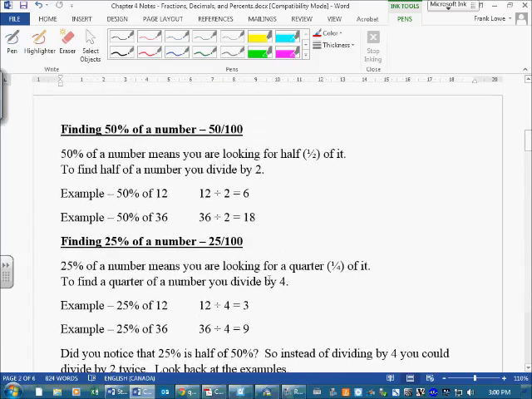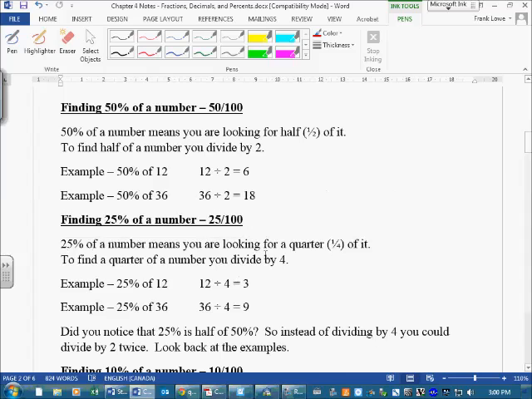Okay, 50% of a number. Let's take a look at what we've got here. 50% of a number means that you're looking for half of that number. You're cutting it in half. And I think pretty much everybody knows in order to cut a number in half, you have to divide by 2. Nothing too tricky. So for example, if we're finding 50% of 12, we're going to take 12 and divide it by 2. That gives us 6. So 50% of 12 is 6.